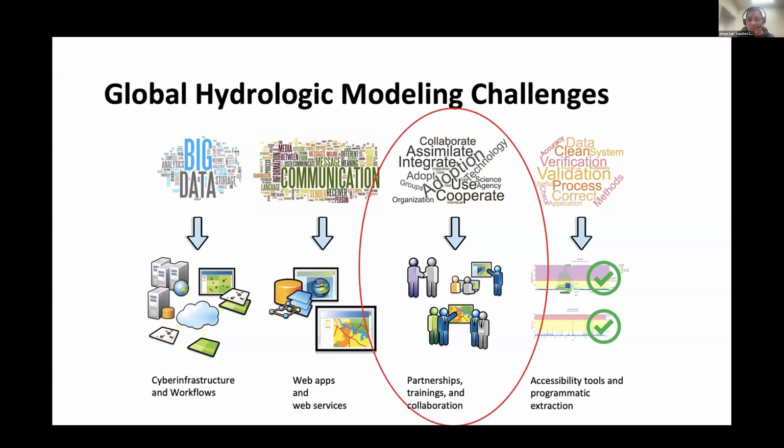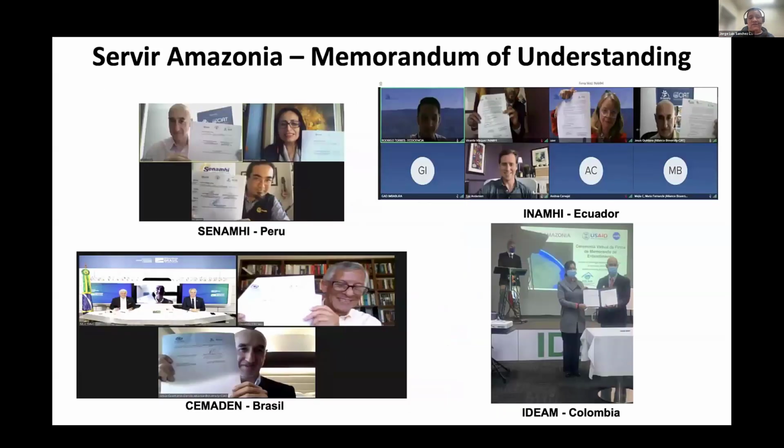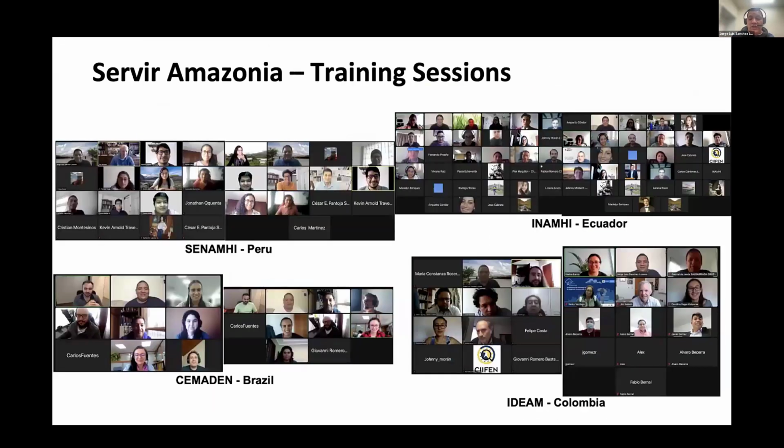Now I want to focus on this area: how to assimilate, how to adopt the technology in the different places in the world. So we created partnerships, trainings, and collaboration. In the frame of the Servir Amazonia project, we signed memoranda of understanding with three National Hydrological Services in the Amazonia region, Peru, Ecuador, and Colombia, and with the disaster management institution in Brazil.